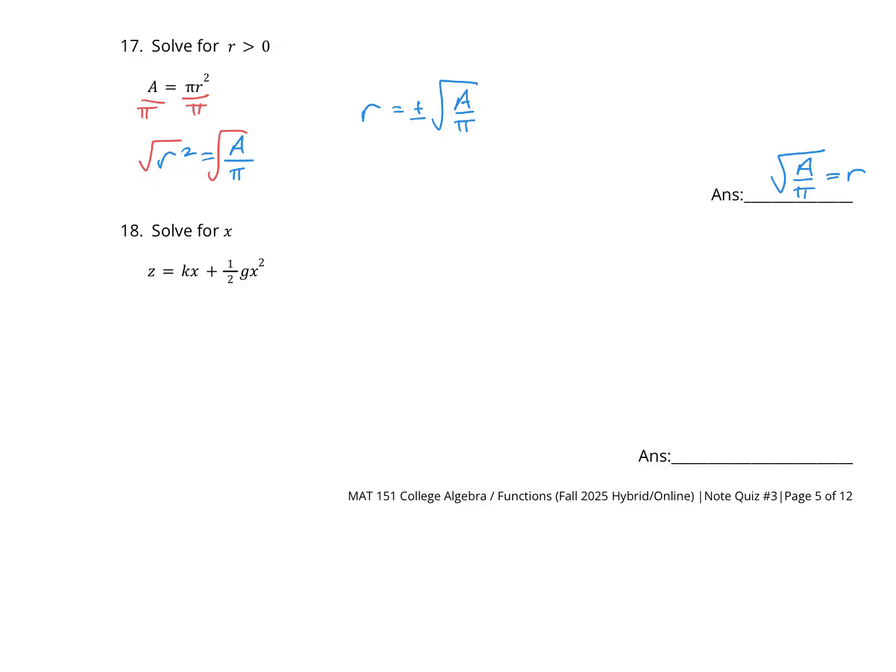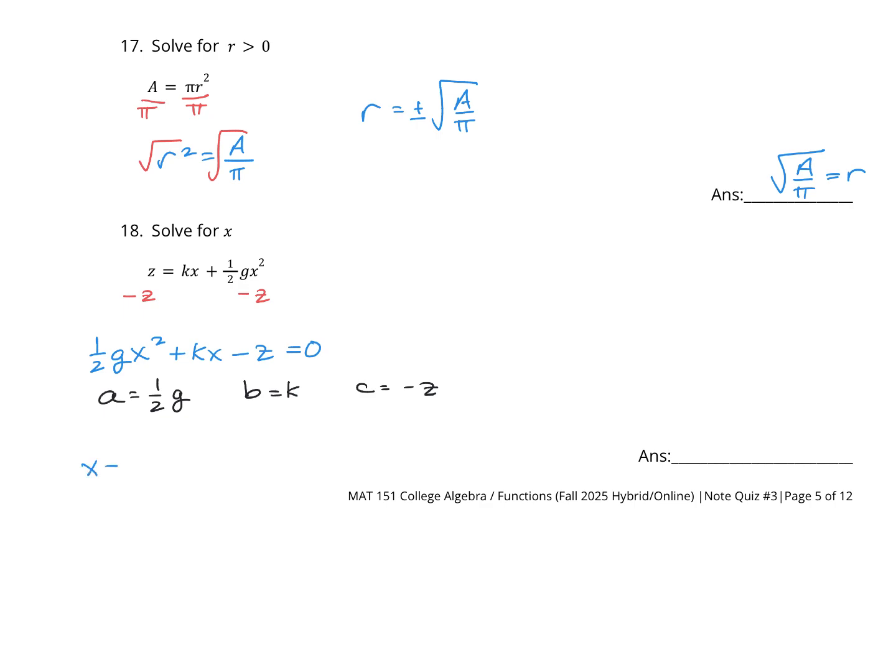For the next problem, we're going to go through and solve for x. You will notice this time around that it's not in the standard form. So we're going to subtract z from both sides to get it equal to 0. So this is now 1/2 g times x squared plus k times x minus z equals 0. And for a problem like this, it's a really good idea to identify who the a, b, and c are. So the a in this case is what's in front of the x squared. It's the 1/2 g. The b is just the number k. And the c, make sure you include the sign, is negative z.